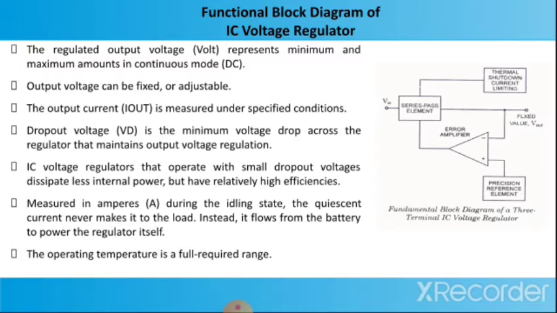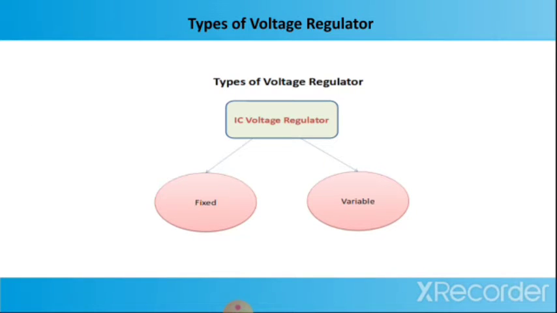Measured in amperes during the idling state, the quiescent current never makes it to the load. Instead, it flows from the battery to power the regulator itself. The operating temperature is a full required range. Now we'll talk about the types of voltage regulator. Voltage regulators are of two types. One is fixed voltage regulator and the second one is variable. In this lecture we'll talk about only the fixed voltage regulator. In the next lecture we'll start with the variable.